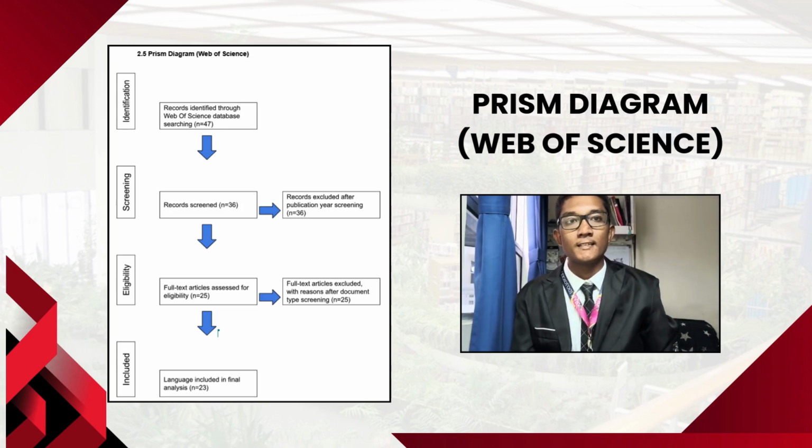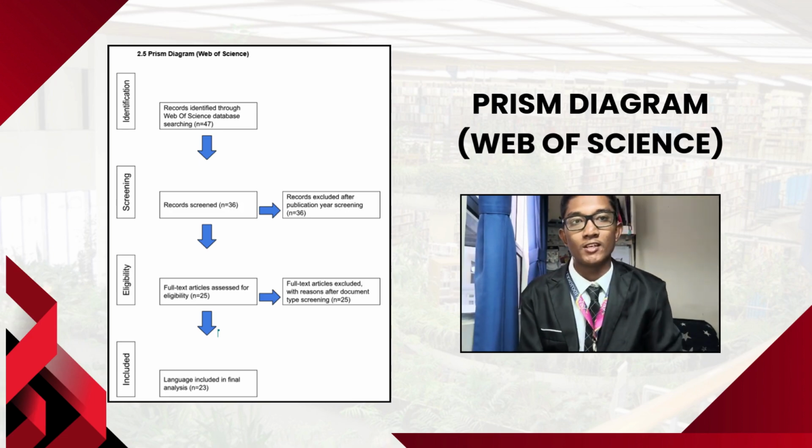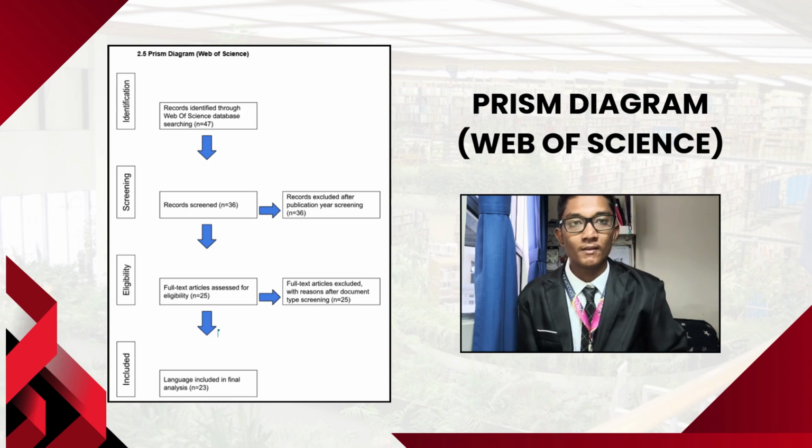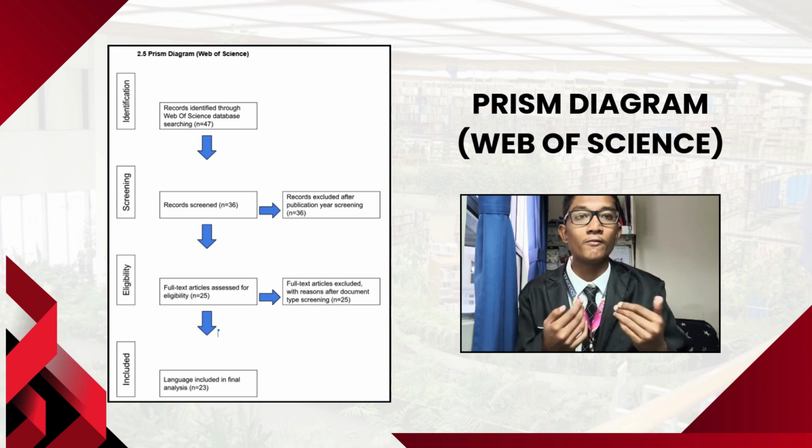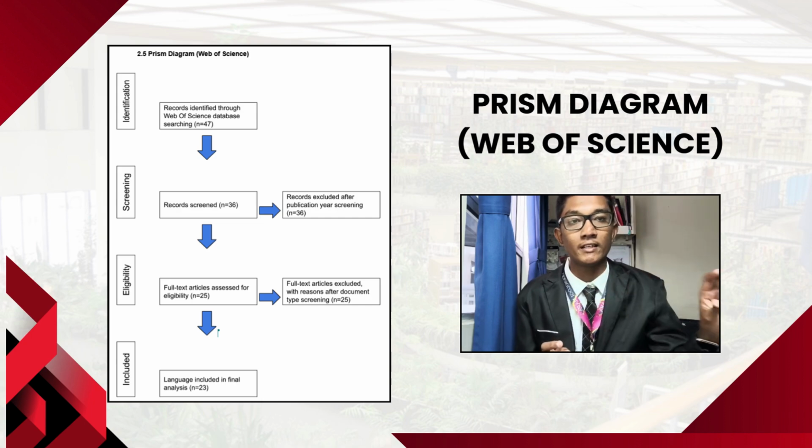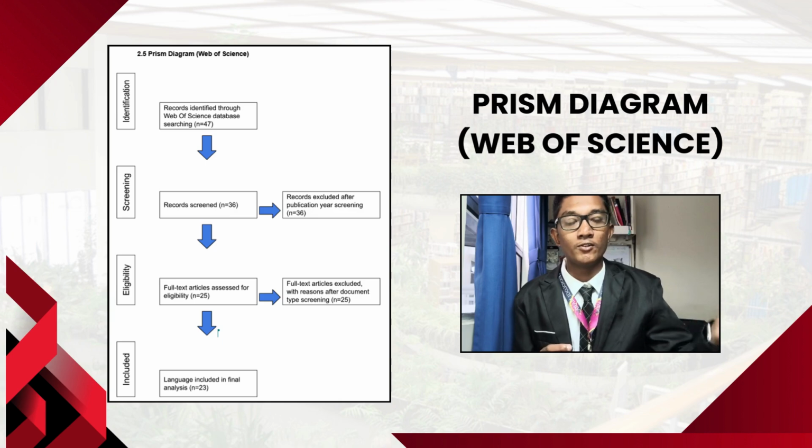Next, for the Web of Science PRISMA diagram, there are 4 steps, which are identification, screening, eligibility, and included. For identification, the records are identified through the database, and for screening, after the results are identified, it will give you the results on the screen. For eligibility, it also will check the full text, and after it checks the full text, it will show the results on the screen. And for included, it includes some languages, for example English.